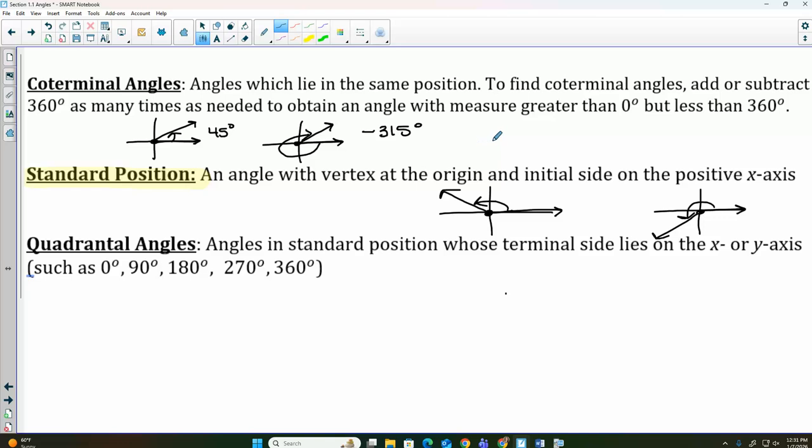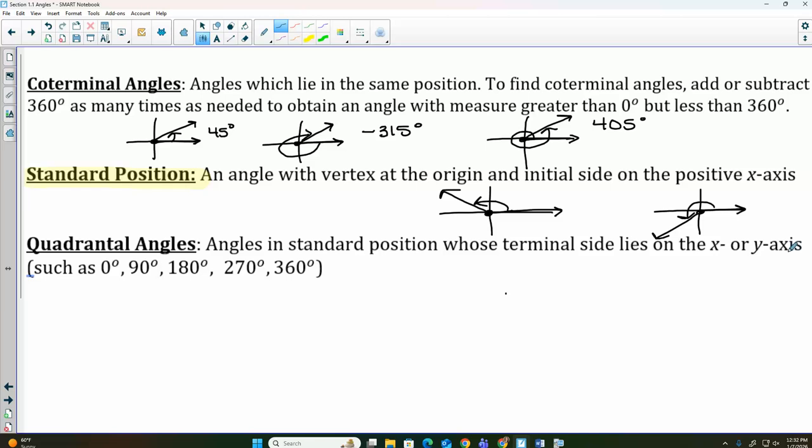Or I could even have an angle that maybe it goes like this. That means it spun all the way around. How many degrees would all the way around be? 360, and then an additional 45. So that would be like a 405-degree angle. 3 different measures, but in terms of drawing them, they all end at the same position. That's what's called a coterminal angle.